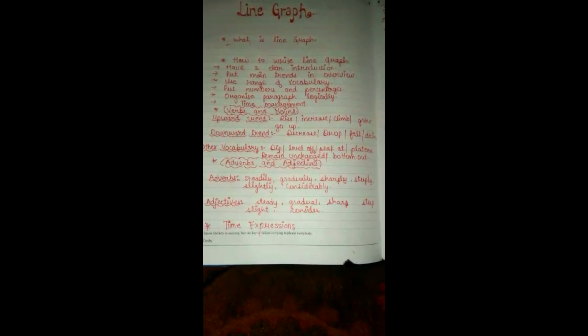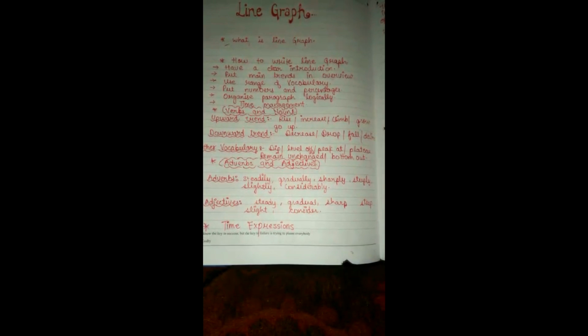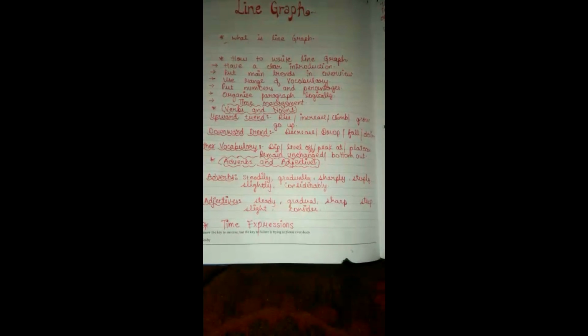Now the next is put numbers and percentages. You have to put numbers and percentages to support your sentences in the body paragraph. If you fail to do so, it will result in a low score. You may not get a good IELTS score in the writing test.